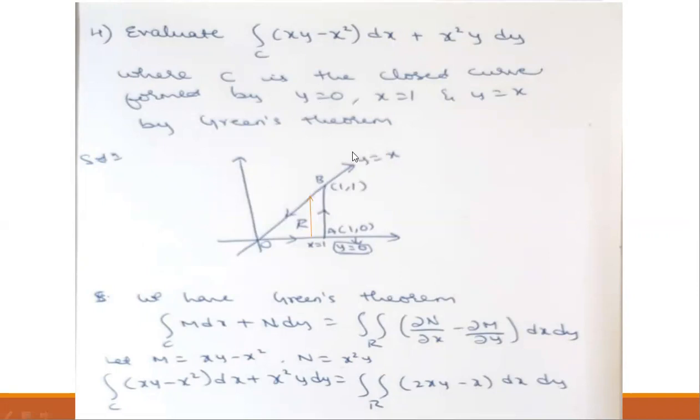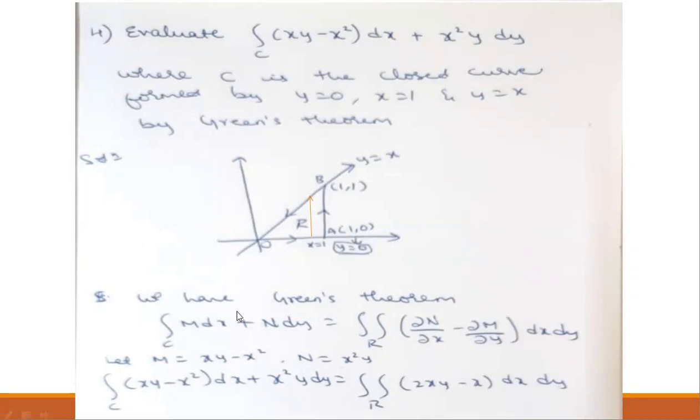So here I have found the point of intersection. The curves which are intersecting at this point are y = x and x = 1. So if you substitute x = 1, then you get y = 1. So this point of intersection is (1, 1), and this point is (1, 0) here. This is the origin, (0, 0).